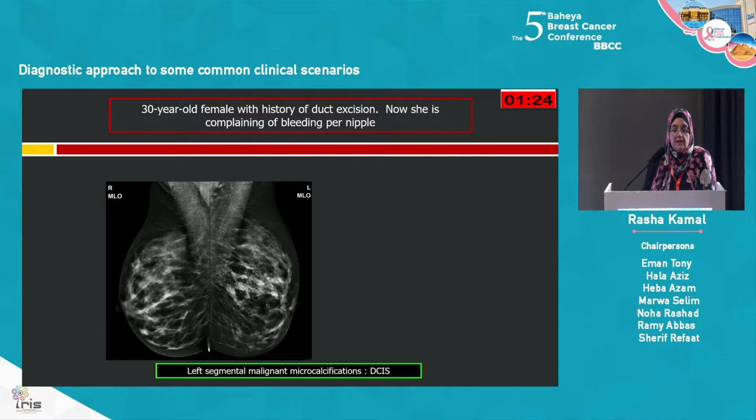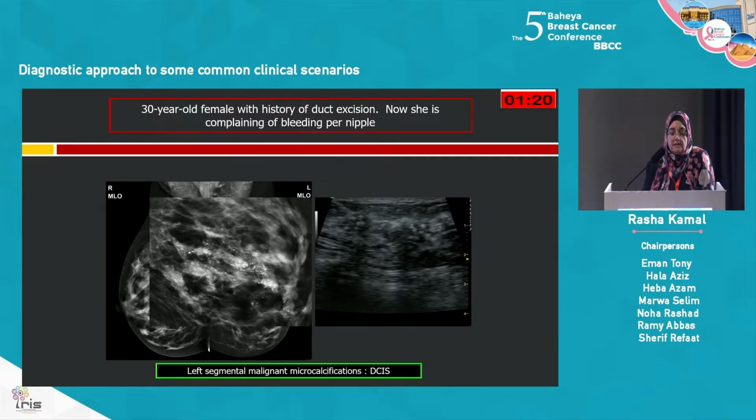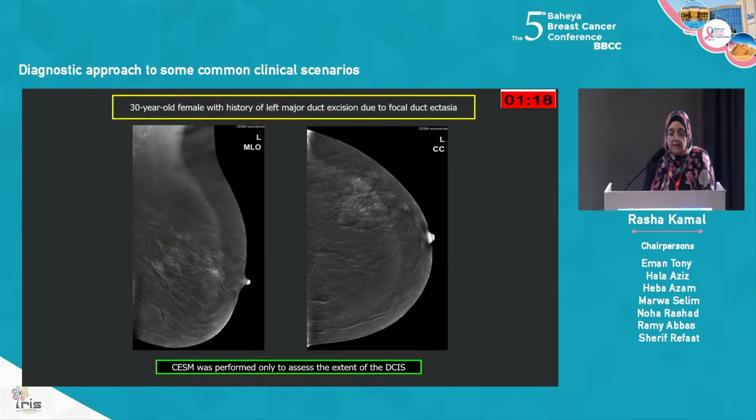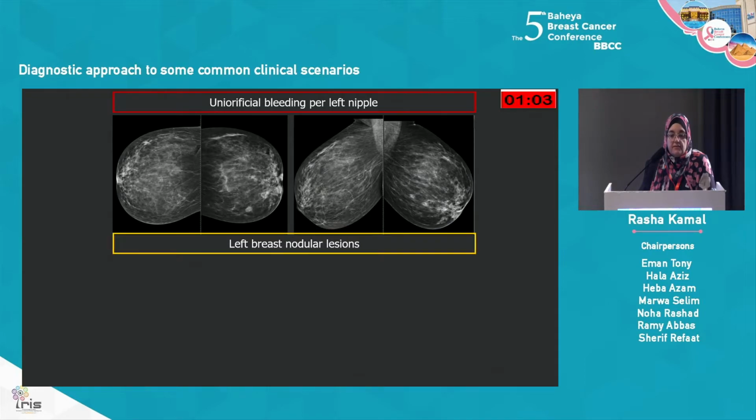Now she is complaining of bleeding per left nipple. As we see here on the mammogram, there is a segmental microcalcification. This was her contrast mammogram, and in this case, the contrast mammogram was not performed to diagnose, but to identify the true extension of the lesion for the surgeon to make his decision. And it was a case of DCIS.